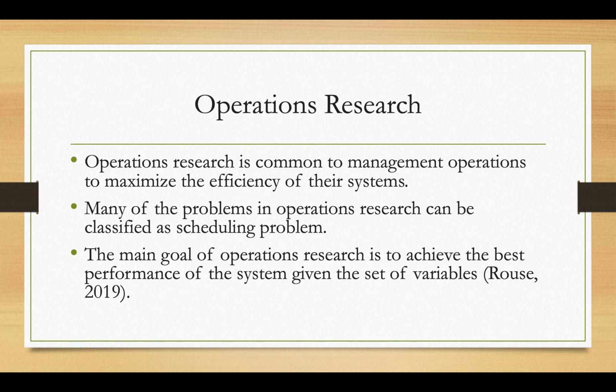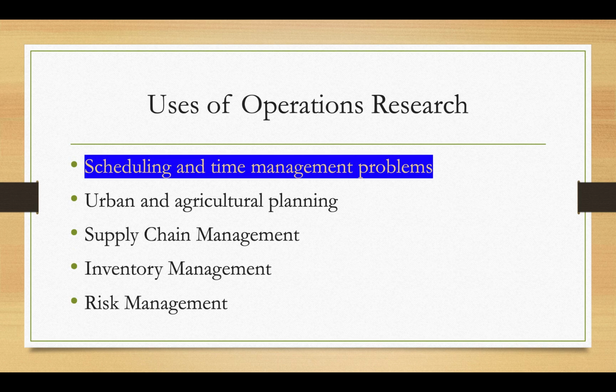Operations research is common to management operations to maximize the efficiency of their system. This can be seen in businesses and factories. Many of the problems in operations research can be classified as scheduling problems. The main goal of operations research is to achieve the best performance of the system given a set of variables and constraints. What are some of the uses of operations research?